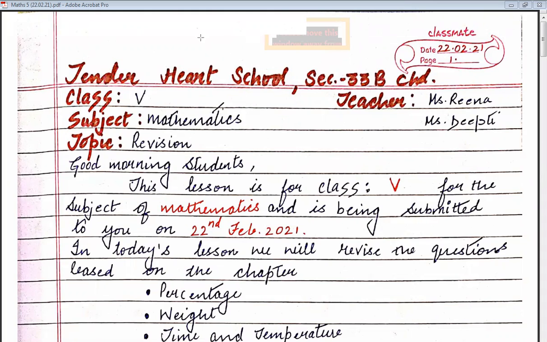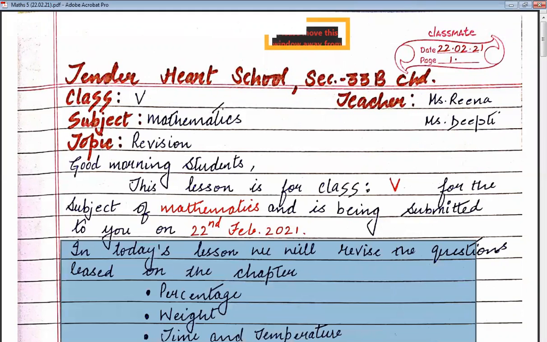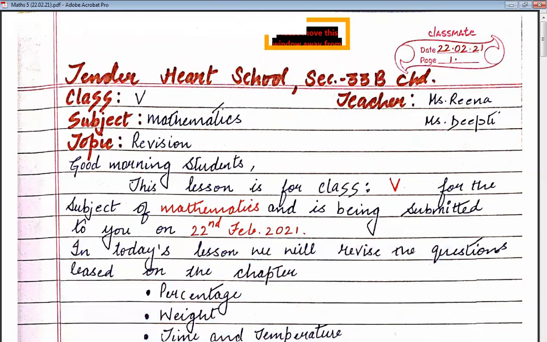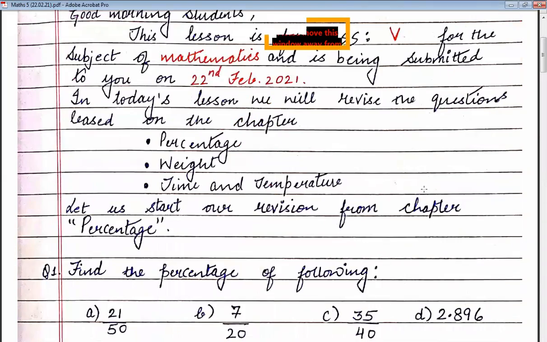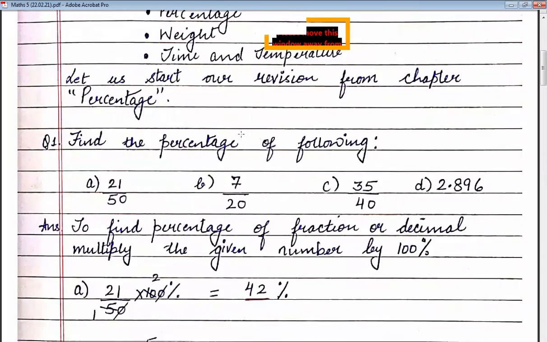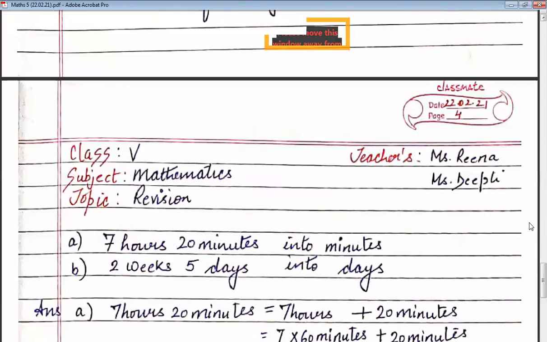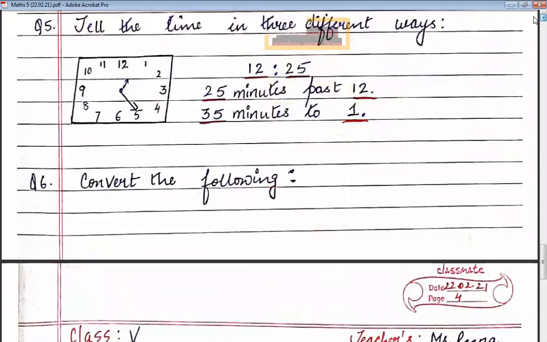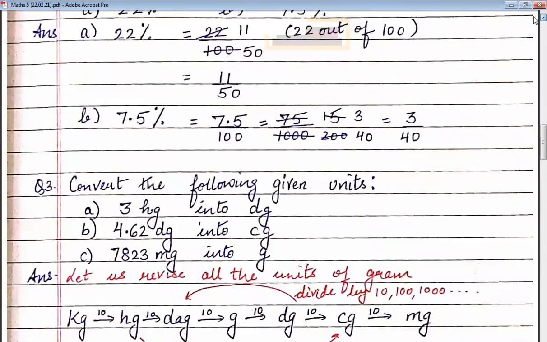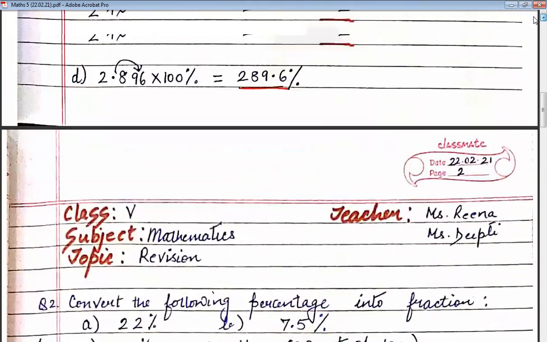In this lesson, we are going to revise the questions based on percentage, weight, time, and temperature. So let us start our today's lesson with the very first chapter, that is percentage. Let's have a look at question number 1: find the percentage of the following. Let's see which is the first one here.